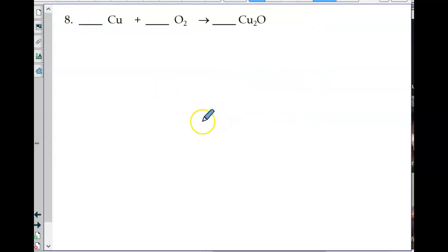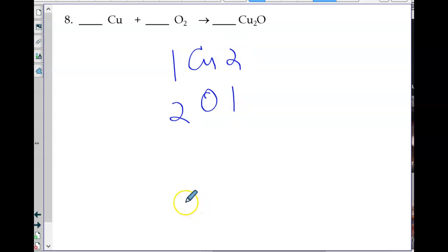Okay, number 8. We have copper and we have oxygen. I'm putting oxygen dead last because it's present as a 1 and 2, 2 and 1. Copper looks unbalanced, 1 to 2, so I put a 2 here, which makes my copper go to 2. Oxygen has a 2 and a 1, so I got to get them both to 2. I got to put a 2 on this side, which makes oxygen go to 2, and copper go to 4.